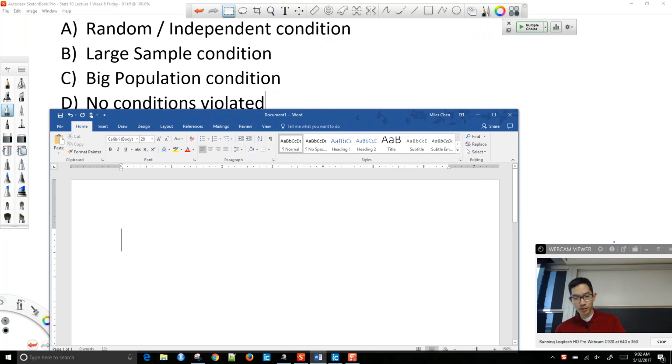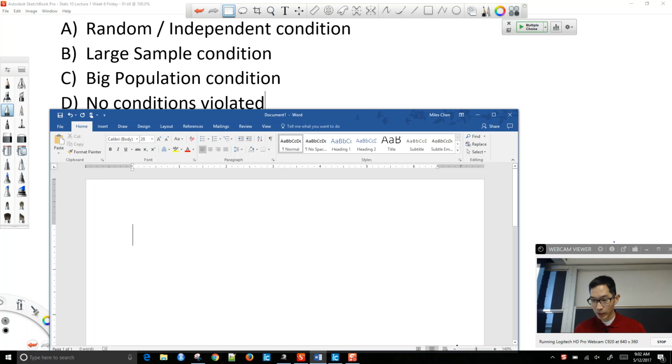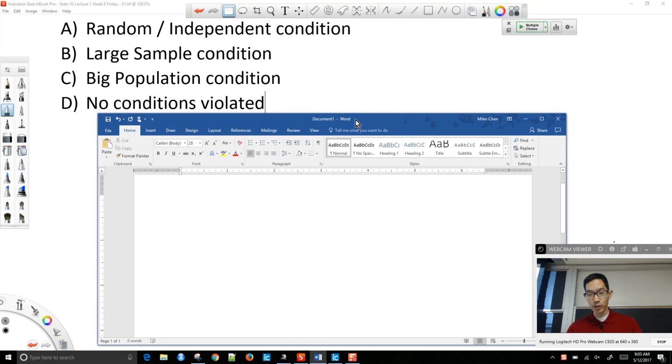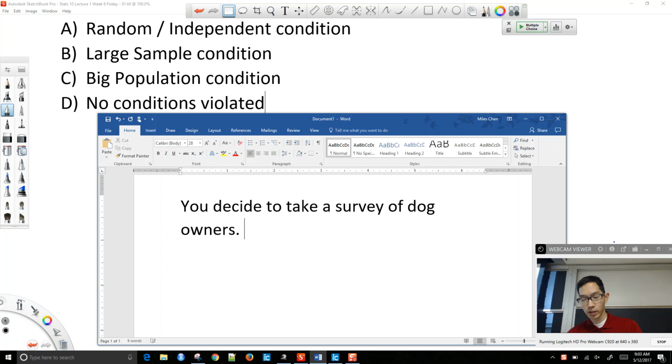Thought we'd get started with maybe a clicker question here. This one is about which condition is violated for using the central limit theorem. The question is, read the following scenario and determine if any conditions have been violated. Say you decide to take a survey of, I don't know, dog owners.